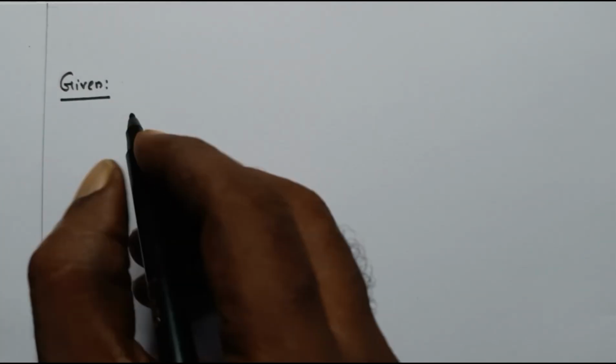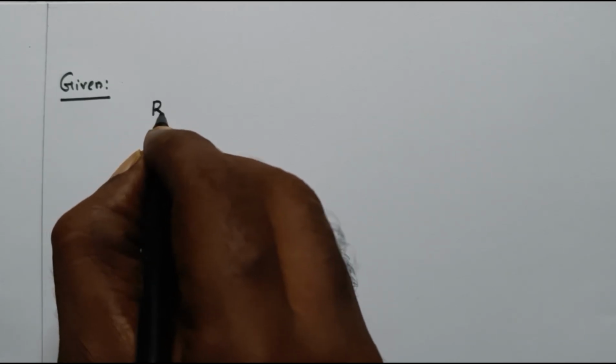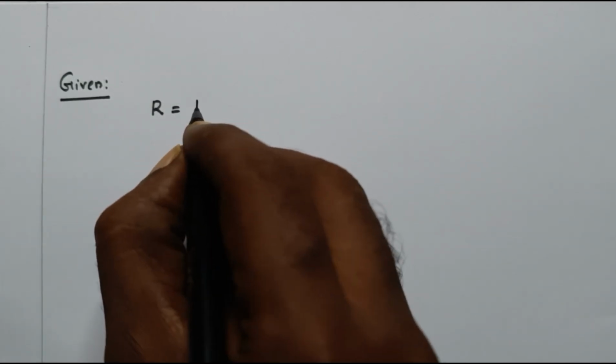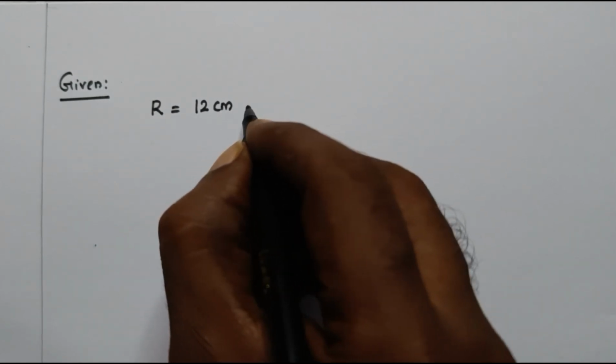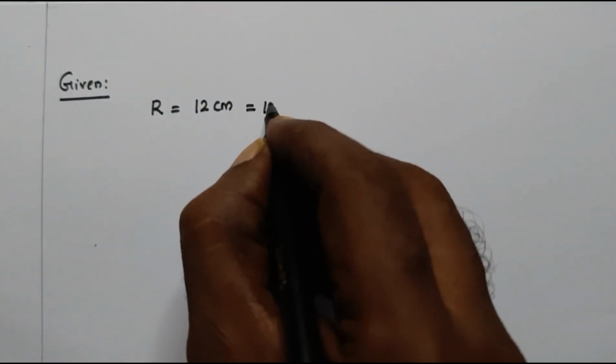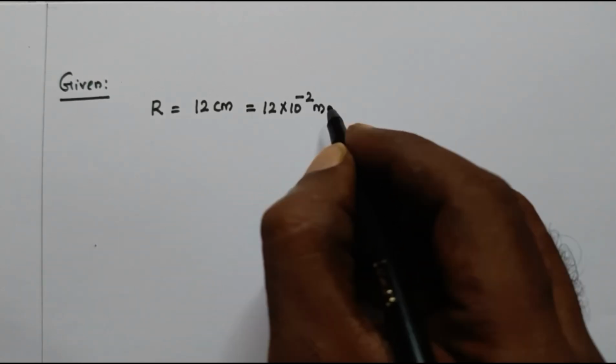First let us write what are the data given in this problem. Given: radius of the circular plate is given. Let us take the radius as r. r is equal to 12 cm. We have to convert this centimeter to meter. Therefore, this is equal to 12 into 10 to the power minus 2 meter.